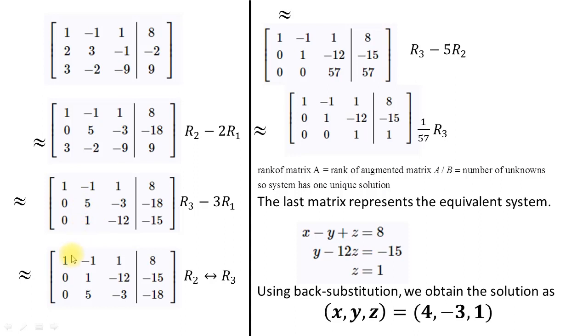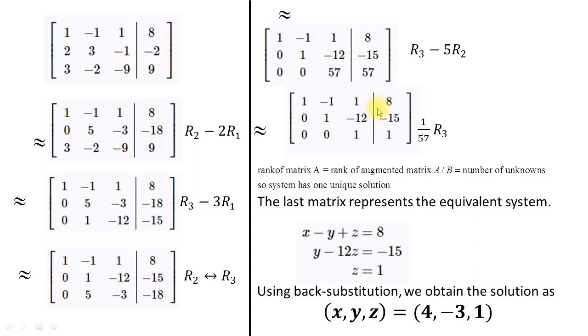We obtain the similar matrix: 1, minus 1, 1, 8; 0, 1, minus 12, minus 15; 0, 5, minus 3, minus 18. Now subtract 5 times R2 from R3. Multiply R2 by 5 and then subtract the result from R3. 0 minus 0 is 0, 5 minus 5 is equal to 0, 5 times minus 12 is minus 60, and minus 3 plus 60 we obtain 57, and similarly at the bottom we obtain 57. Now for the echelon form this entry will be 1, so multiplying the third row by 1 over 57 we obtain 1 and 1.